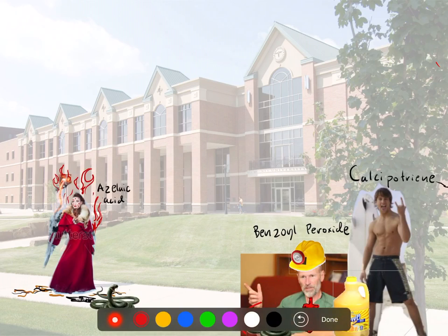Our next drug is calcipotriene, which is represented here by the guy from California with his bottle of Sunny D. Calcipotriene is a vitamin D analog that inhibits the proliferation of keratinocytes. I forgot the snake, but here's our keratolytic snake, treating mild to moderate psoriasis.